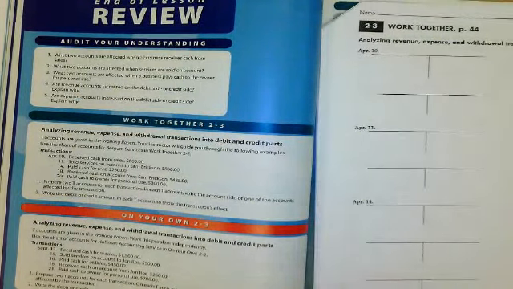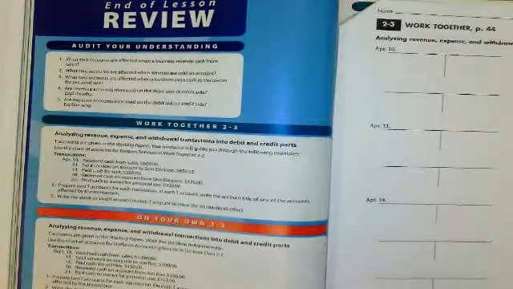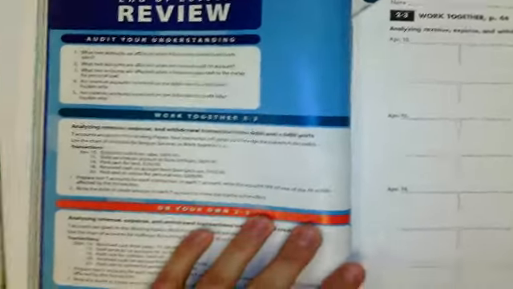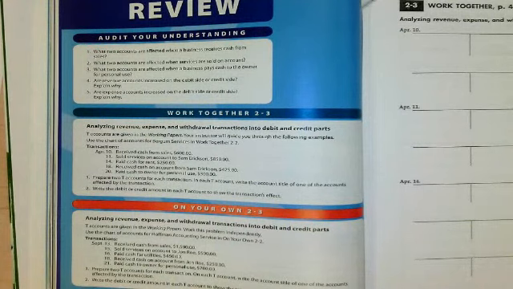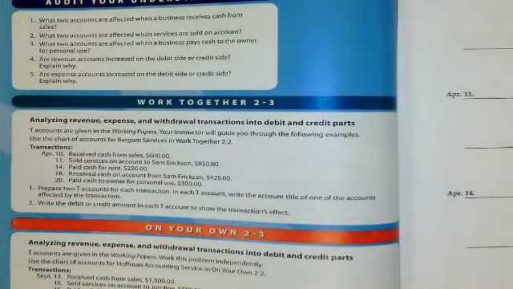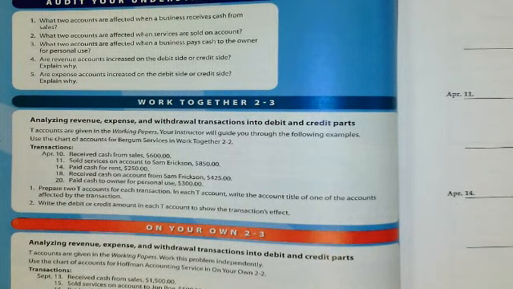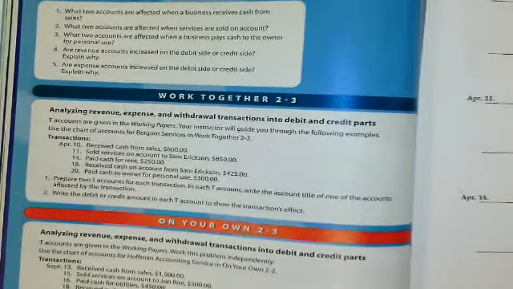Today, we're going to be going through Work Together 2-3, knocking out some transactions that we have not learned before: sales, expenses, some owner equity. So without further ado, first transaction says April 10th, received cash from sales.